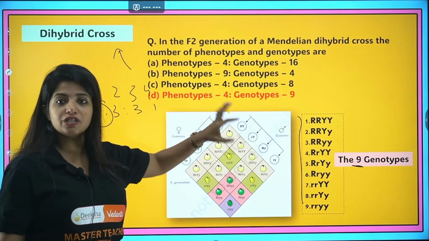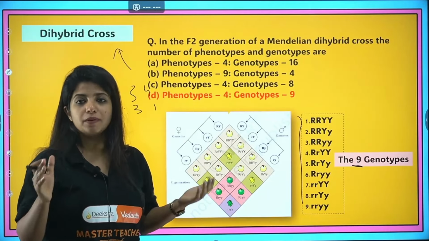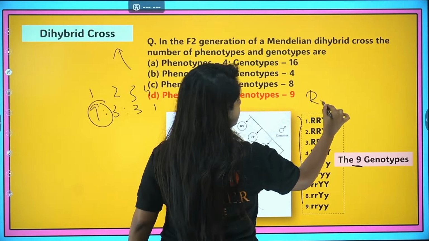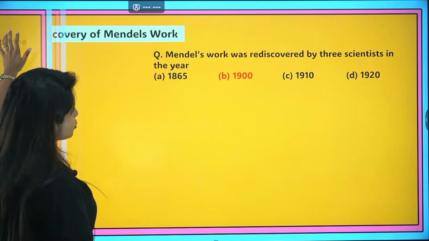So at least remember this particular thing and look for what generation they are asking. F1 generation, F2 generation. F1, all of them are round and yellow. The phenotype is round and yellow and the genotype is what? Capital R, small r, capital Y, small y, all of them. Okay, that won't be asked generally, but yeah.